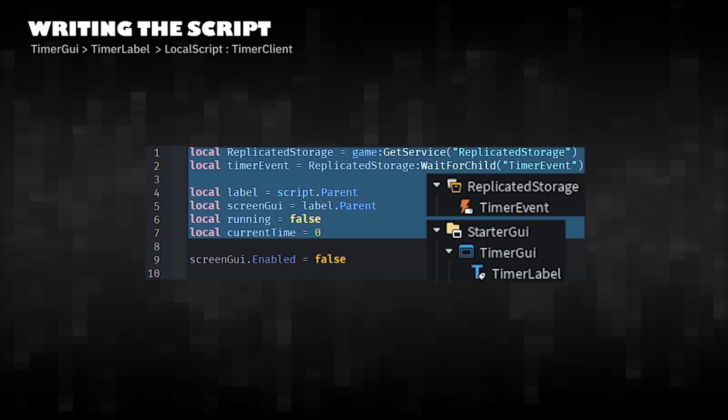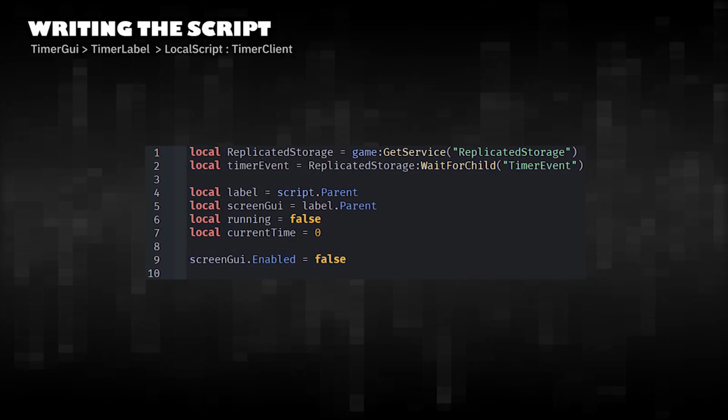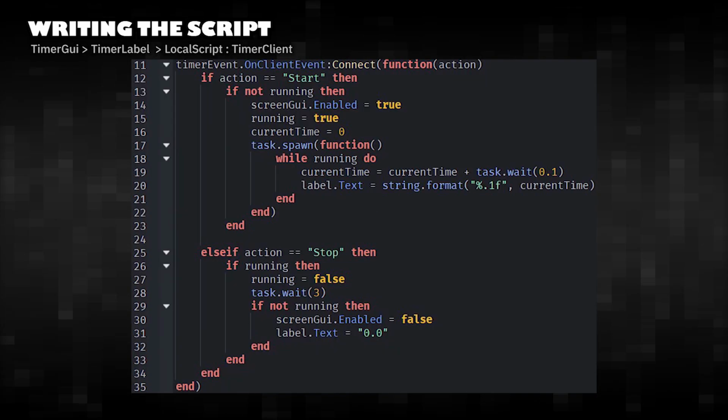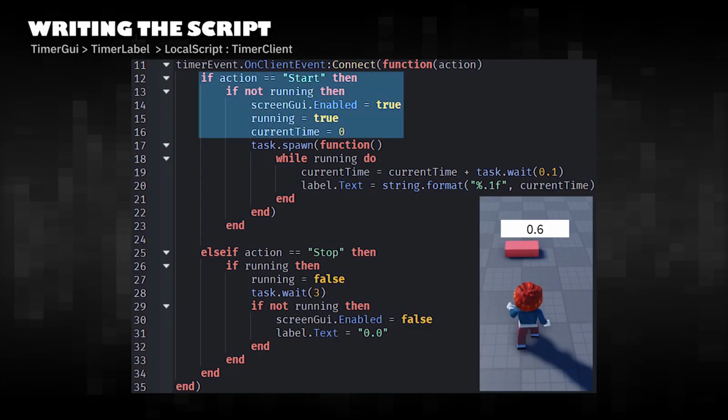Get remote event and UI elements. Hides the timer when the game starts. Listen for server signal. Waits for instructions from the server. When the timer starts, we show the UI and reset the time.